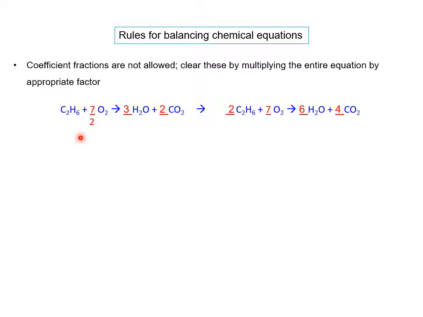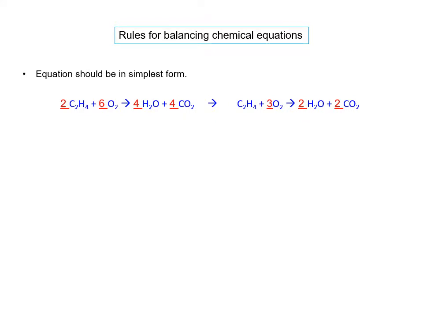Fractions are not allowed, so I multiply the entire equation by 2, because my denominator here is 2, to get rid of the fractions. So now this C2H6 gets a 2 in front of it. The O2 becomes a 7. Instead of 3 H2O, now we have 6 H2O and 4 CO2s.